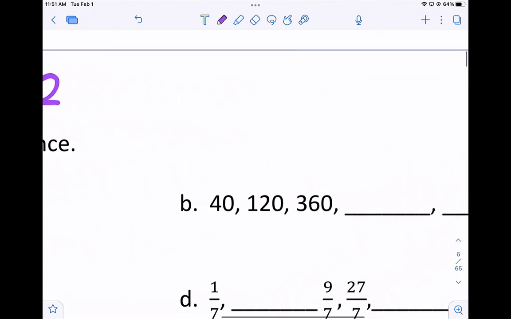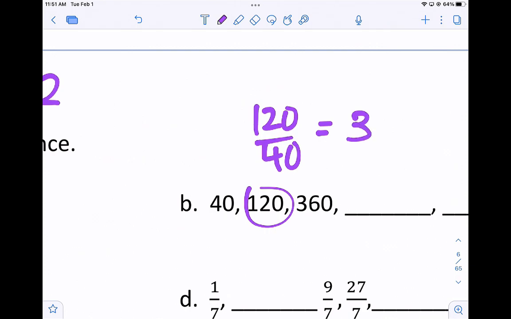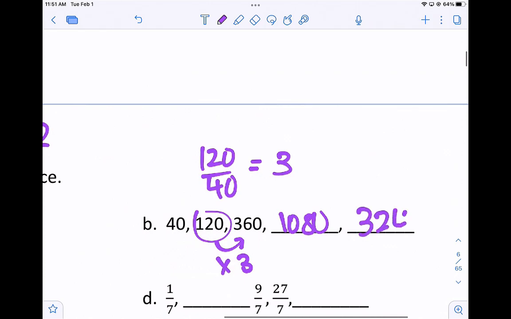All right, let's go over here. Again, if we want the ratio, just take any number, divide by the number before it. So this is 3. We're multiplying by 3 every time. All right, so we'll do 360 times 3. We'll get 1080 and then 3,240.